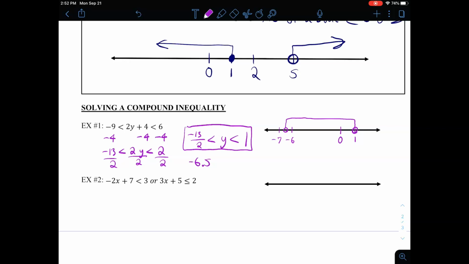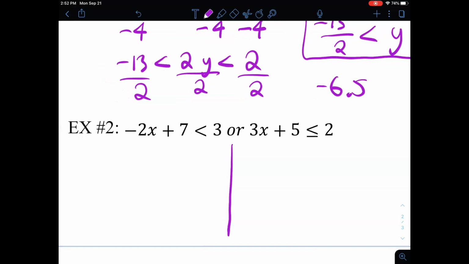We haven't really seen much of this except from like Algebra 1. But OR ones are a little bit easier because you solve them separately and bring them together at the end. Let's go through an OR problem here, all right? We have negative 2x plus 7 is less than 3, or 3x plus 5 is less than or equal to 2. So we're going to solve these separately.